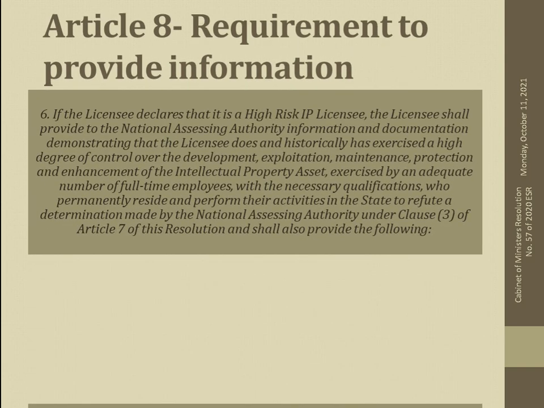Now come to the point number 6. Point number 6 says if we have a high risk IP licensee, then we have to provide these details also. This point number 6 is only related to high risk IP licensee.